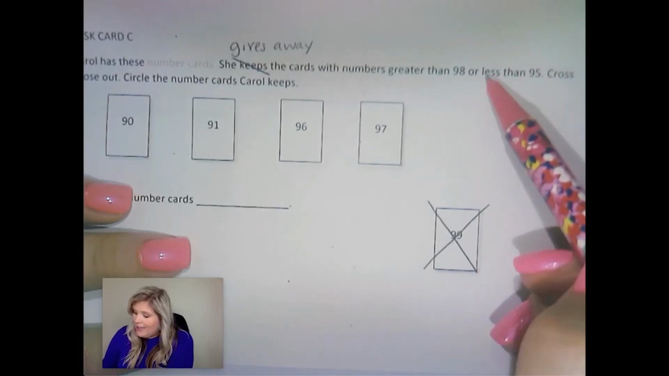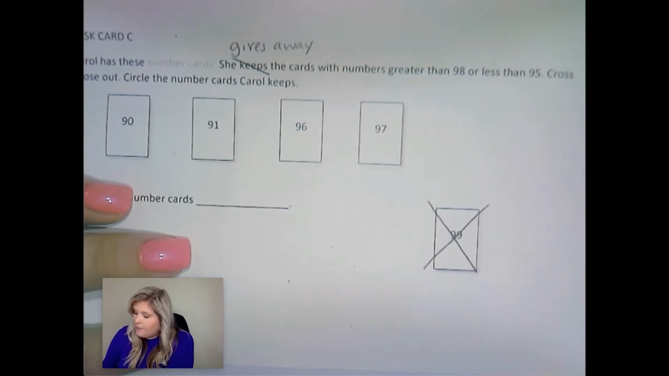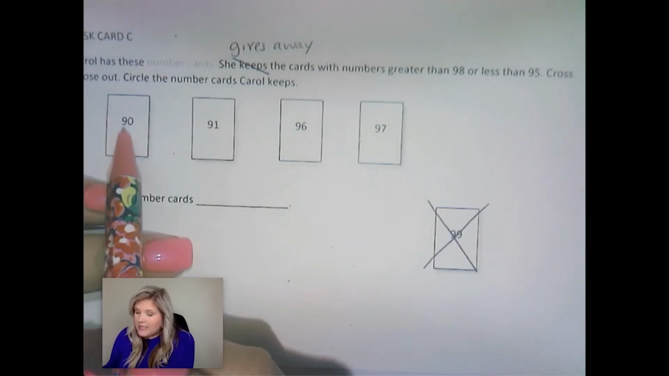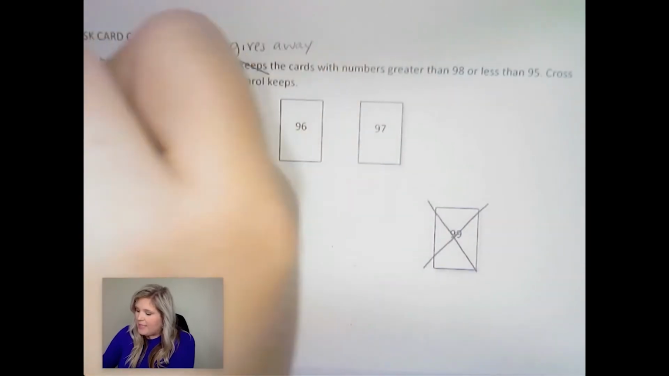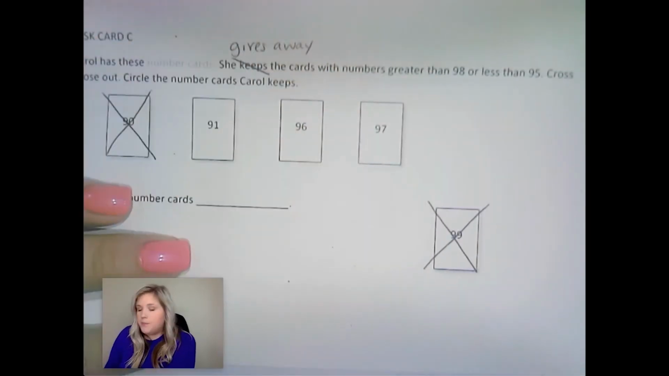Now let's look at less than 95. Let's take a look. 90 has the same number of tens and less ones. So 90 is less than 95. So we'll cross it out. 91 has the same number of tens, but a less number of ones. So 91 is less than 95. We'll cross that out too.